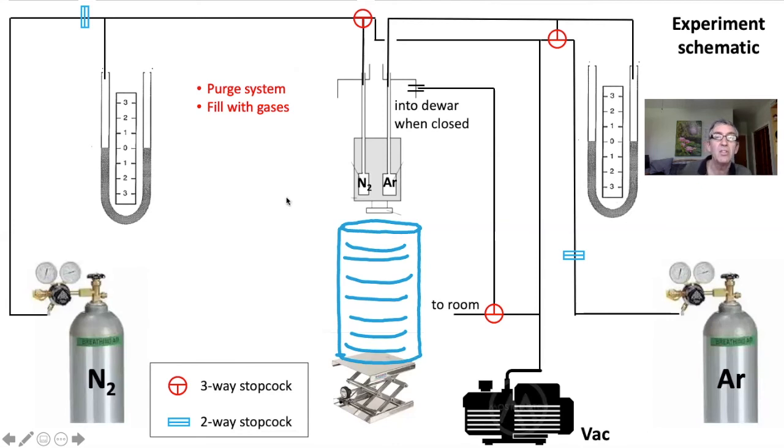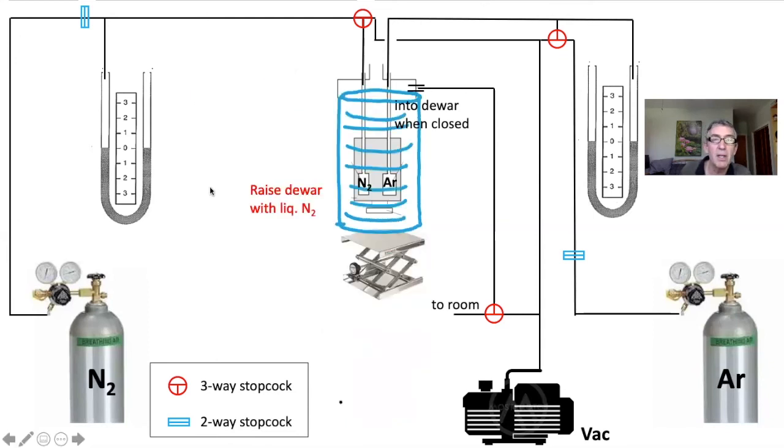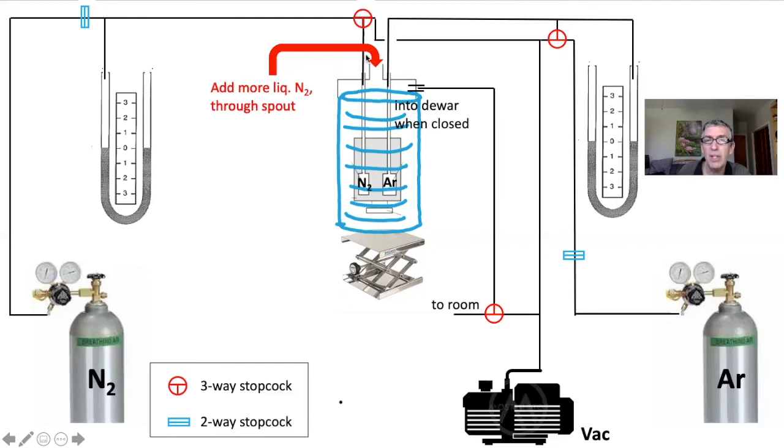Okay. So we've now purged the system. We filled with gases, but the system's at room temperature. Next thing you'll do is raise that dewar that's filled with liquid nitrogen by turning the jack. And of course, the whole system is going to get much colder. It'll go down to 77 Kelvin. Once you've done that, we need to get colder. And so you're going to add more liquid nitrogen. At this point, you'll be adding it through the spout up here.